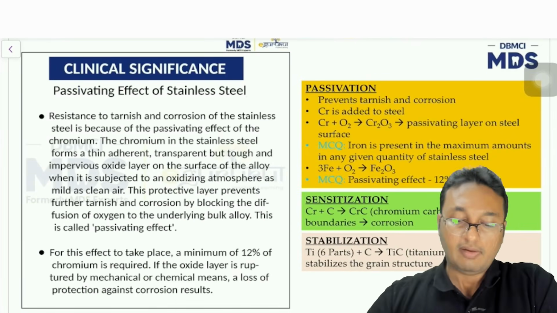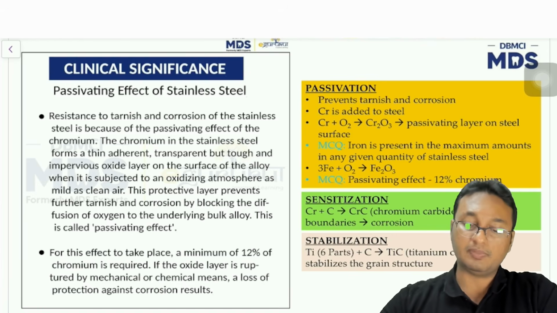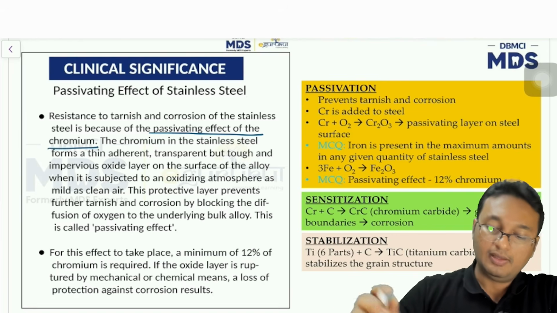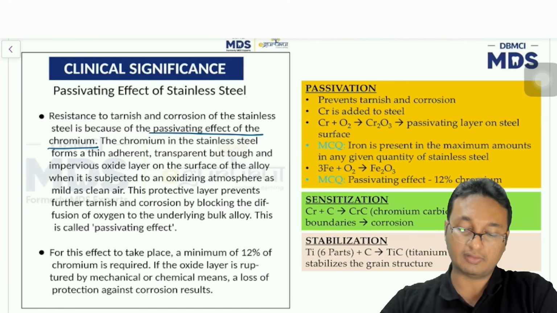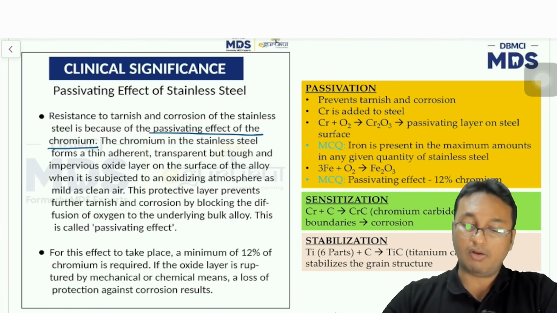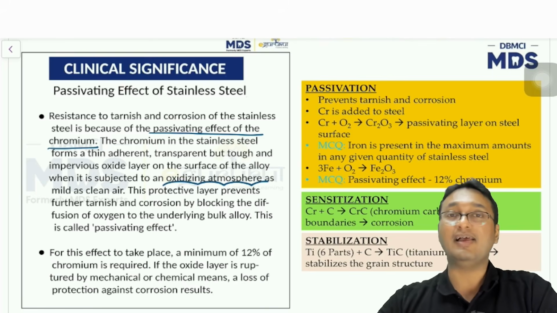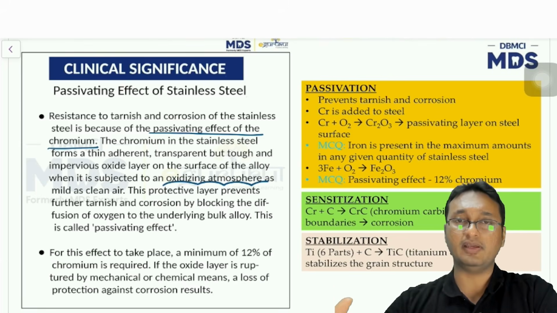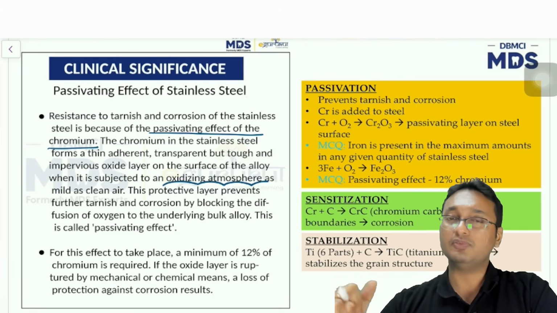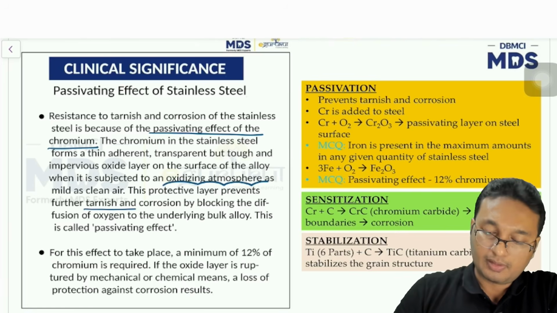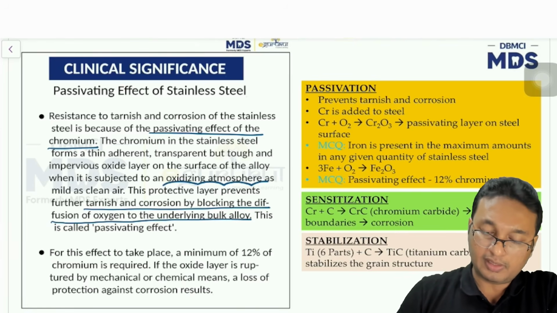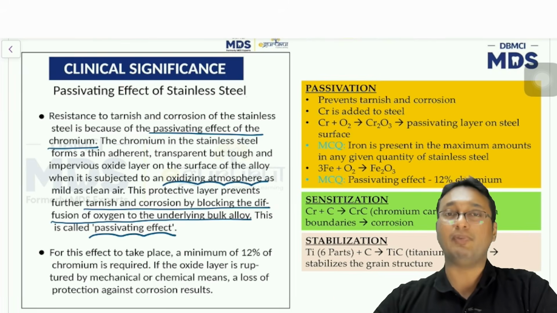Let's take a look. Resistance to tarnish and corrosion of stainless steel is because of the passivating effect of the chromium. The chromium in the stainless steel forms a thin, adherent, transparent but tough and impervious oxide layer on the surface of the alloy when it is subjected to an oxidizing atmosphere as mild as clean air. The oxygen within the atmospheric gases combines with chromium and forms chromium oxide. This protective layer prevents further tarnish and corrosion by blocking the diffusion of oxygen to the underlying bulk alloy, and this effect is known as the passivating effect.